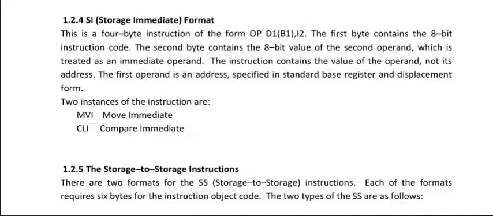This we have to keep in mind. The first operand is an address specified in standard base register and displacement form. So here we have listed 2 instances of the instructions, which are MVI and CLI. MVI is to move immediate, CLI is to do immediate comparison, compare immediate. So this is about the storage immediate format.